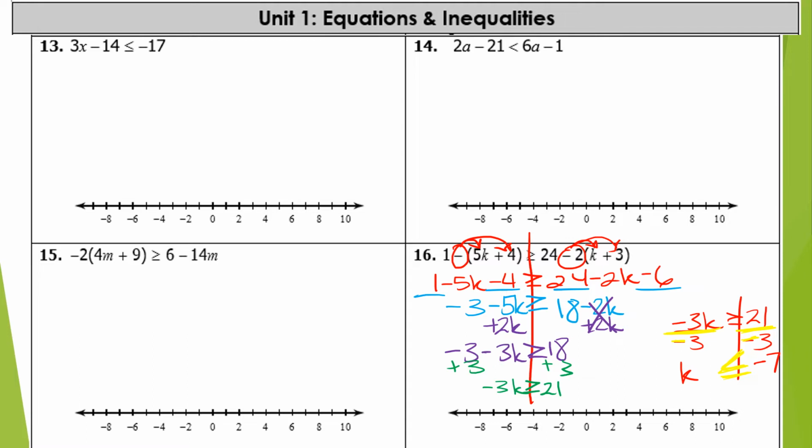Here, all we need to remember on the graph is that if it is or equals to, it is a shaded in colored dot. If it's not or equals to, it's open. The variable is written first. It says k is less than negative 7. So I'm going to go to the left.